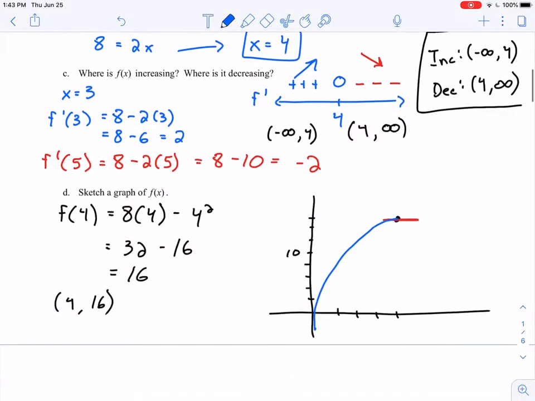So on the left-hand side, it's increasing. Probably looks something like this. And then on the right-hand side, after we have that horizontal tangent line, what happens? Well, it's decreasing. It's going down. So after that, my function decreases, it's going down, and it looks something like this. And hey, I see that upside down parabola, or that parabola that opens downward.